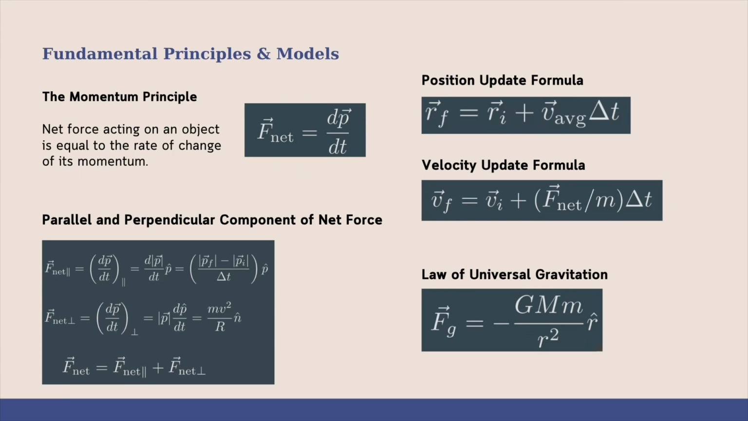And we also have Newton's law of universal gravitation, which states that every object in the universe attracts every other object with a force that is directly proportional to the product of their masses and inversely proportional to the square of the distance between their centers. We will use that to solve for the mass of the black hole, and from the momentum principle we can derive the velocity update formula. Final velocity equals initial velocity plus net force over mass times change in time. And we also have the position update formula, which is final position equals initial position plus average velocity times the change in time.